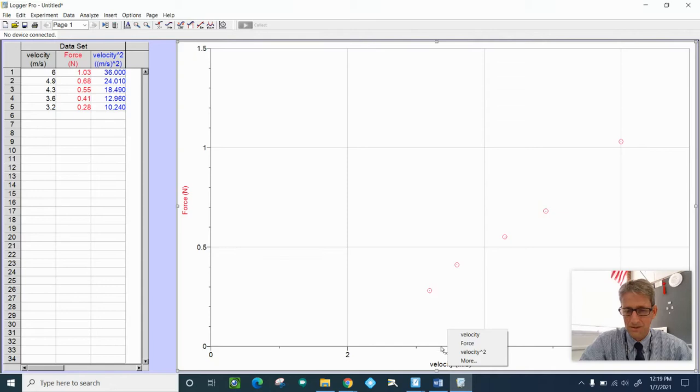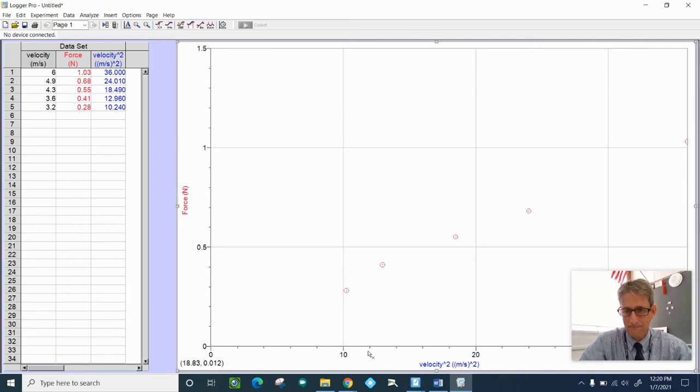So I just clicked right on the word velocity. And it's saying, what do you want to graph down here on this x-axis? Do you want to leave velocity? You want to put force down here? You want to put velocity squared? Because I do have a velocity squared column now. So I'm going to say, no, let's replace velocity with velocity squared. So I select that and see the velocity squared.